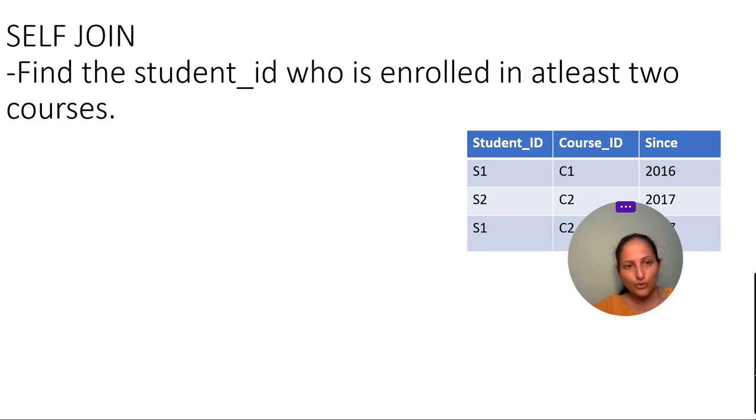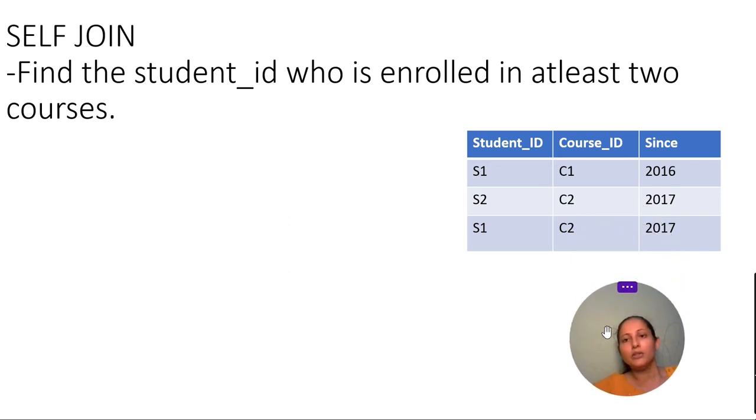So by definition, what is self-join? A join which joins a table with itself is known as self-join. There is a given table with three columns: student ID, course ID, and from when he is in the course. The question is: find the student ID who is enrolled in at least two courses. We can see here that student S1 is enrolled in C1 and C2.